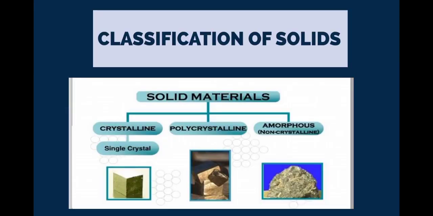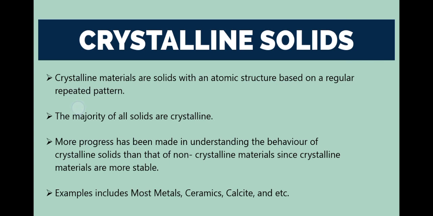So there are classifications of solid materials. These are crystalline, polycrystalline, and the amorphous or non-crystalline. So when we say crystalline solids, crystalline materials are solids with an atomic structure based on a regular repeated pattern. Crystalline materials are characterized by a highly ordered atomic structure where atoms are arranged in a repeating pattern that extends throughout the material.